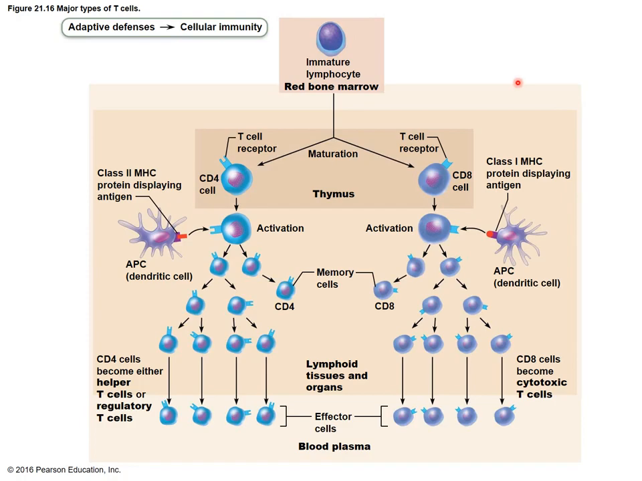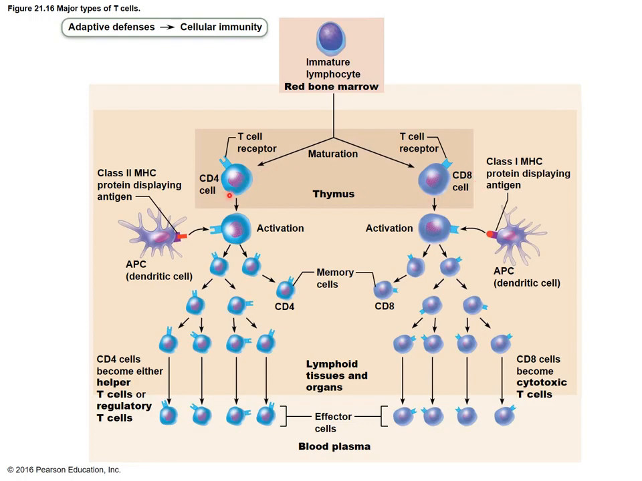So once again, remember both B and T cells start out in the red bone marrow, and then that immature lymphocyte is going to move to the thymus where it matures. It will mature either into a CD4 cell or a CD8 cell.